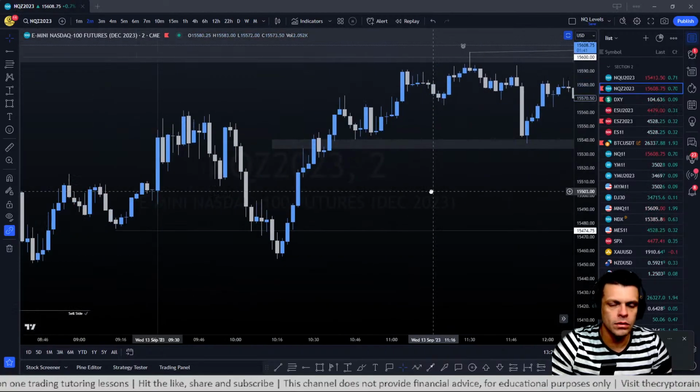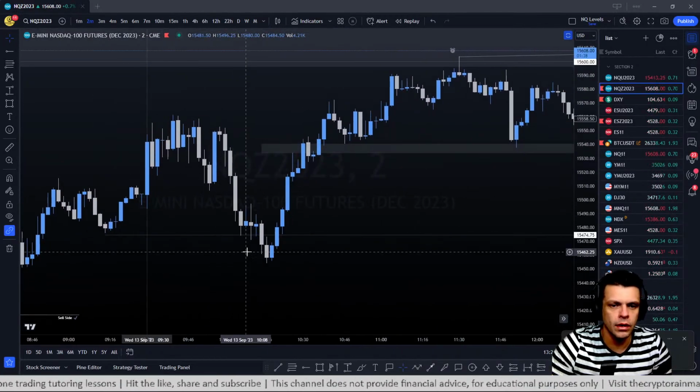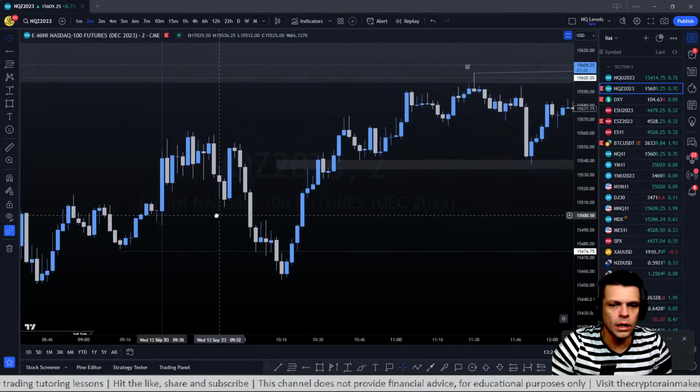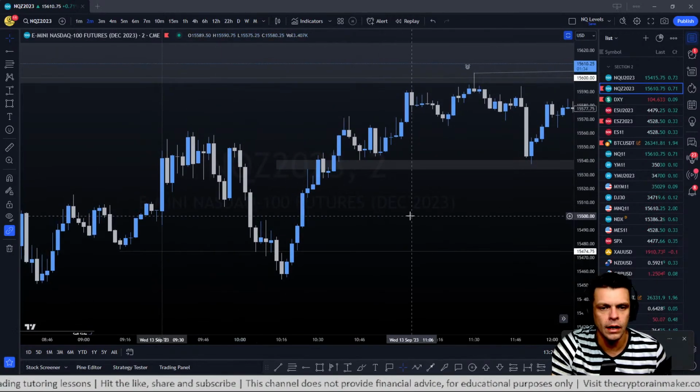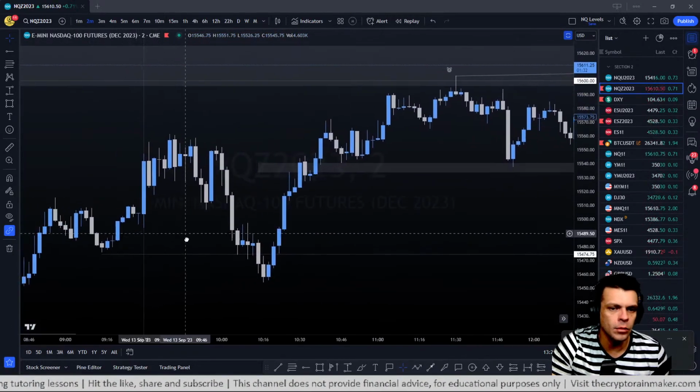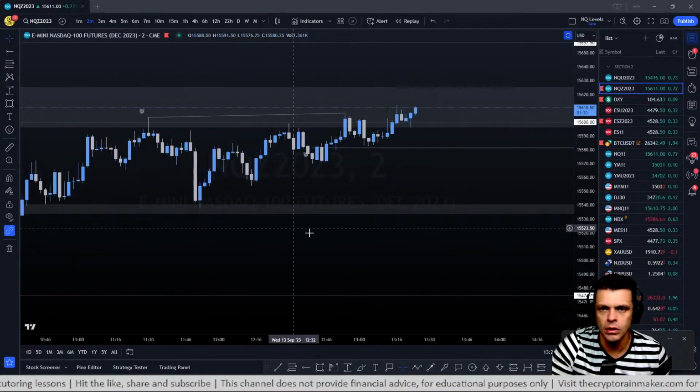If you can do this once or twice every day, there are 3 silver bullets: the one at 3 a.m. during the London session, 10 a.m., and then again at 2 p.m. in the afternoon.